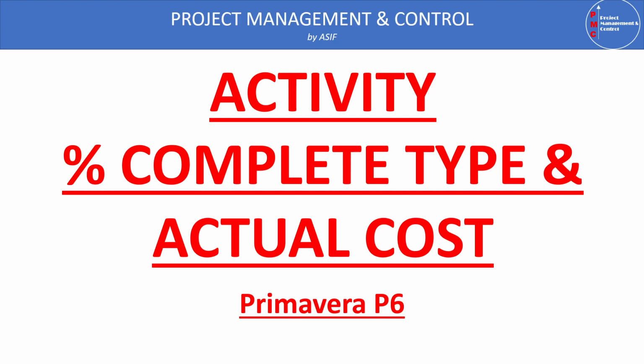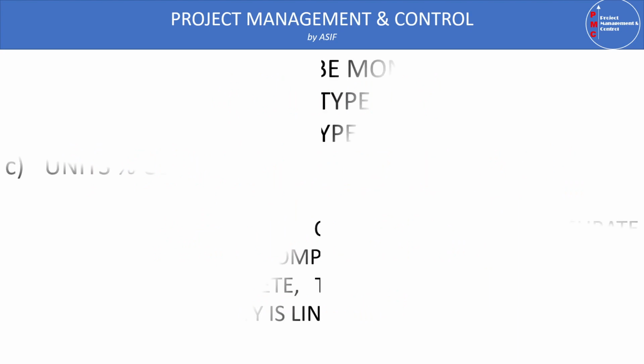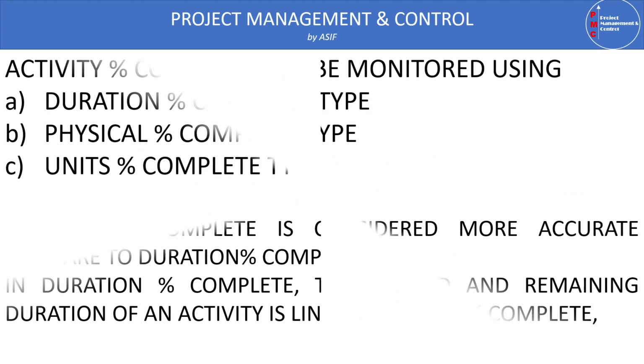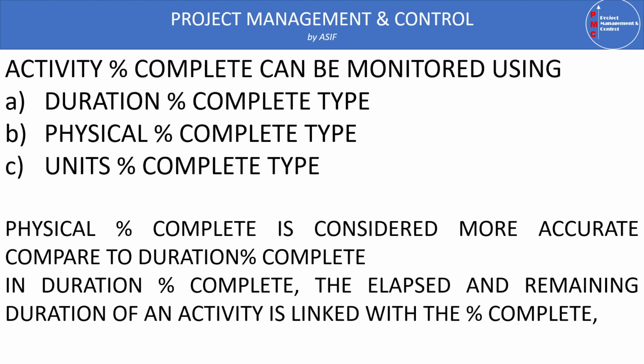So let's see in this video what actual cost is and what percentage complete types we are using in Primavera P6. As a Primavera P6 user and a planning engineer, we know our first task is to establish the baseline program. And once the baseline program is finalized, our next target is to start monitoring and controlling the project and the program.